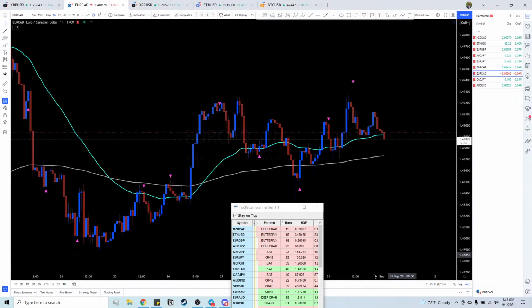Let's keep going. Euro CAD, 40 bars away. 40 is interesting because some of these patterns, some nights, are so spread out and so outdated.